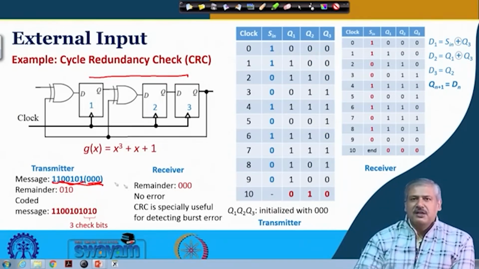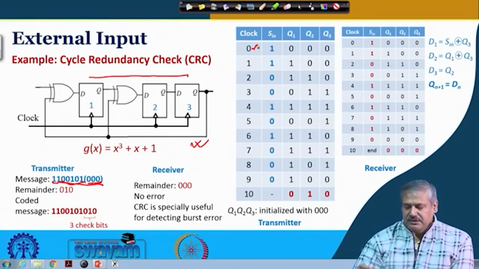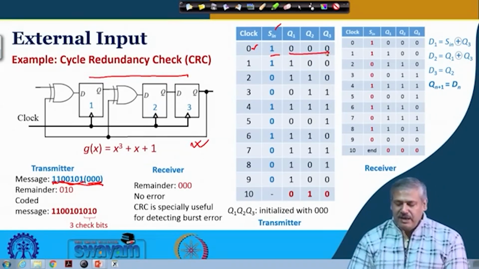Now, how does this particular circuit evolve with time, with clock pulses? So, this is the clock pulse 0, this is serial in. So, the initial value is 1, so this is the 1 that you see here. These are all 3 zeros. Then what happens?